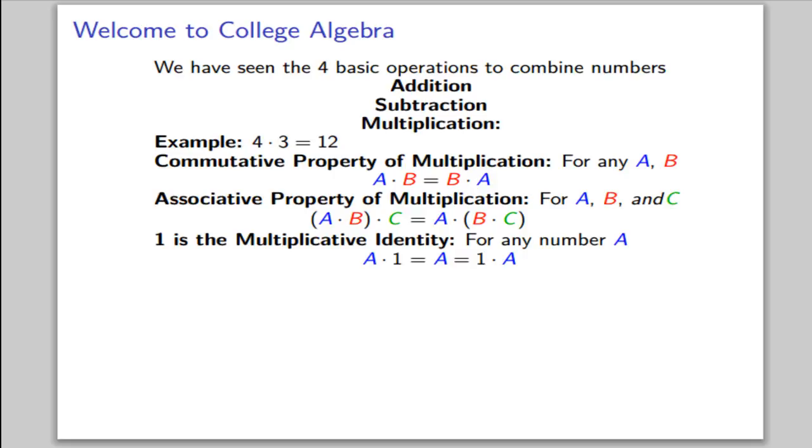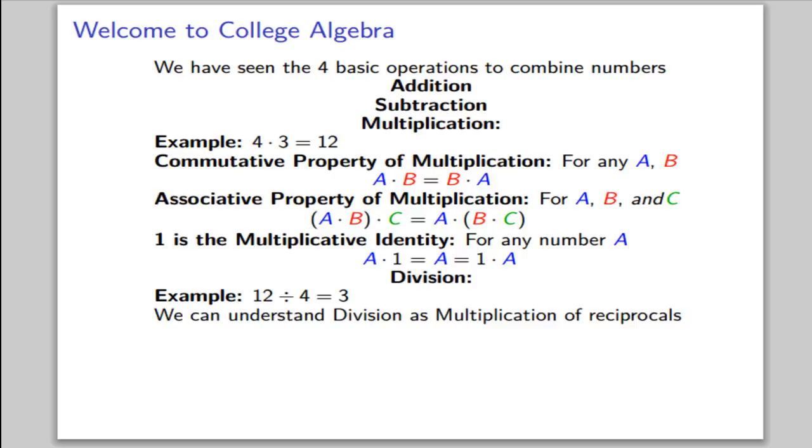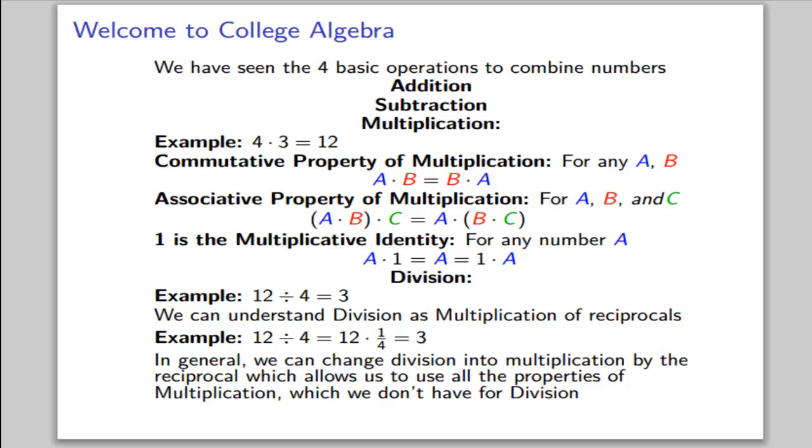And like the pair of addition and subtraction, multiplication has an opposite, which is division. For example, 12 divided by 4 is 3. And we can understand division as multiplication by a reciprocal. For example, we can write 12 divided by 4 as 12 times 1/4, which is 3. And in general, we can change division into multiplication by the reciprocal, which allows us to use all the properties of multiplication which we don't have for division.